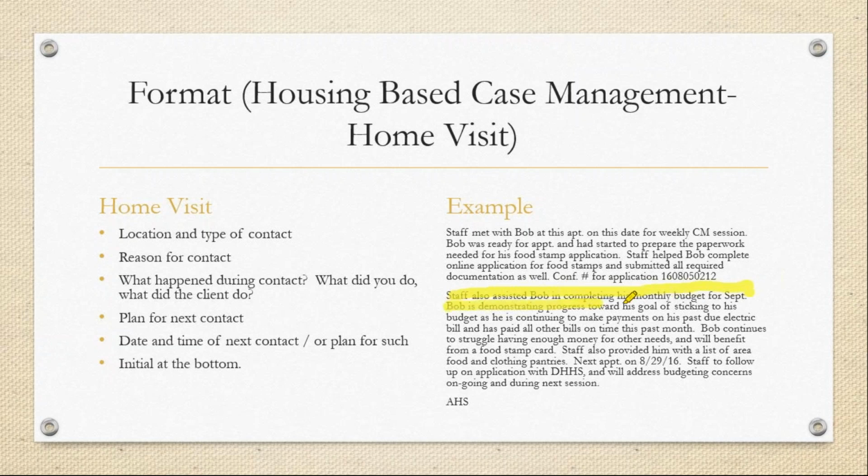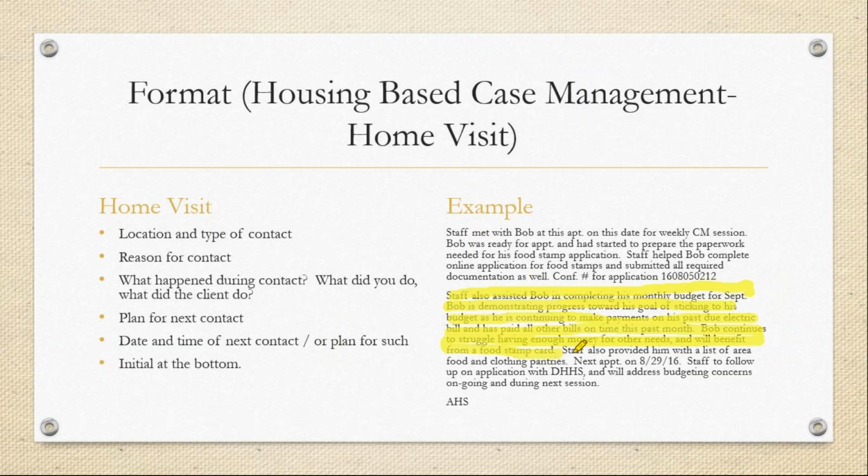Bob is demonstrating progress towards his goal of sticking to his budget, as he is continuing to make payments on his past due electric bill and has paid all other bills on time this month. So that's his progress, right? Next, Bob continues to struggle having enough money for other needs and will benefit from a food stamp card. So we need to say why we're helping them do what we're doing.